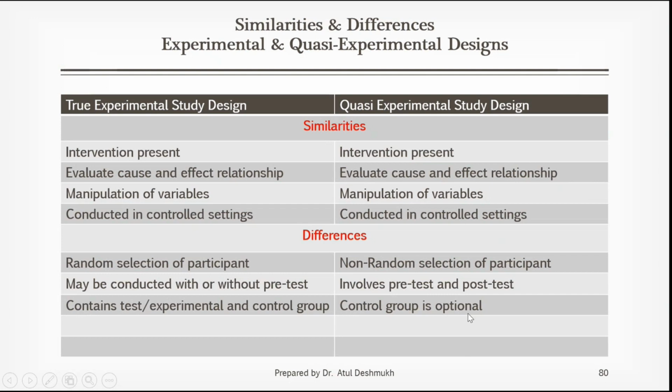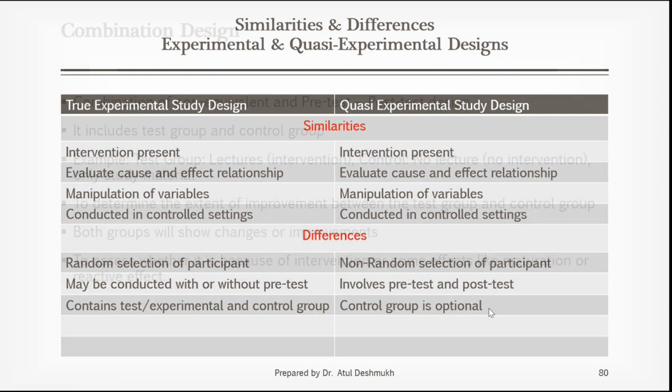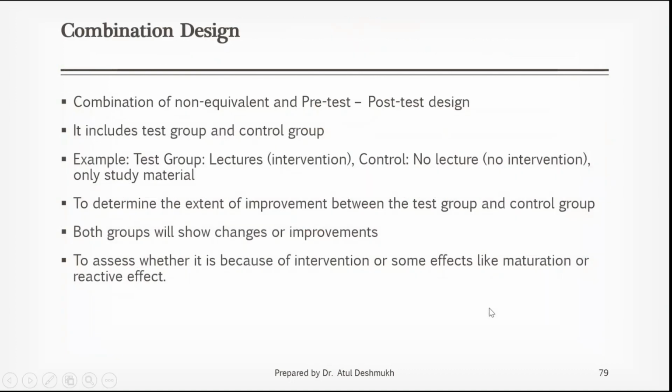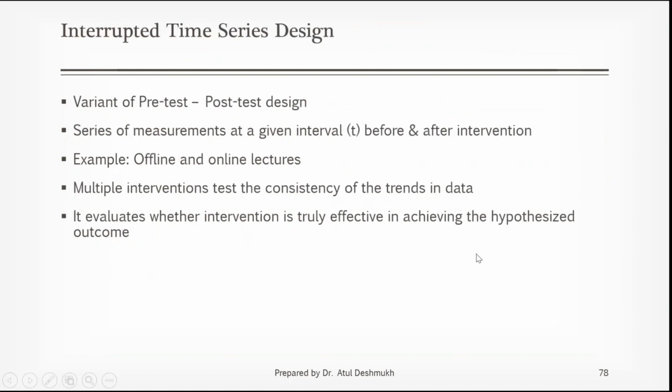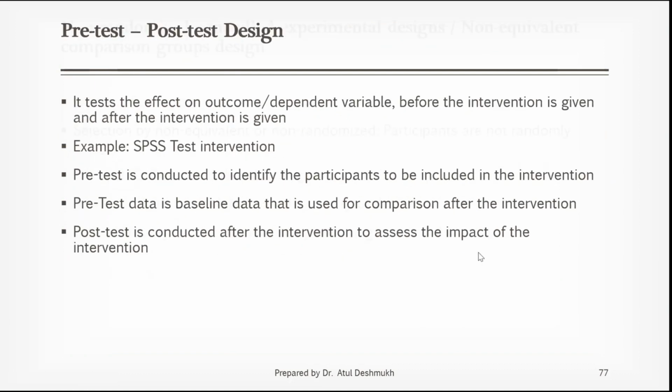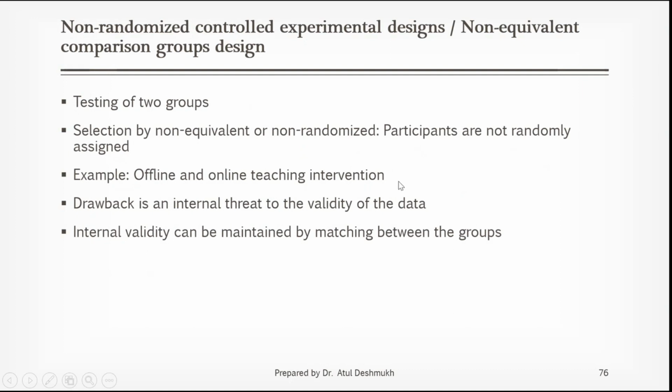Control group is optional in the case of quasi-experimental study design. Okay, so control group we have seen in the case of combined design or combination design. In that case, we have seen the use of control group. Pre-test post-test design, interrupted time series design, and non-equivalent comparison group design: either we can take it or, if not required, we may not take it also.